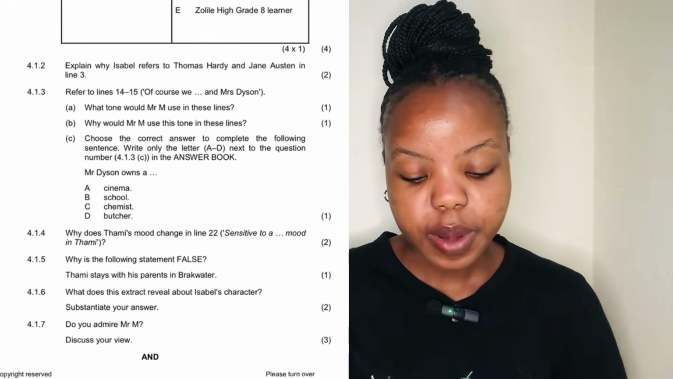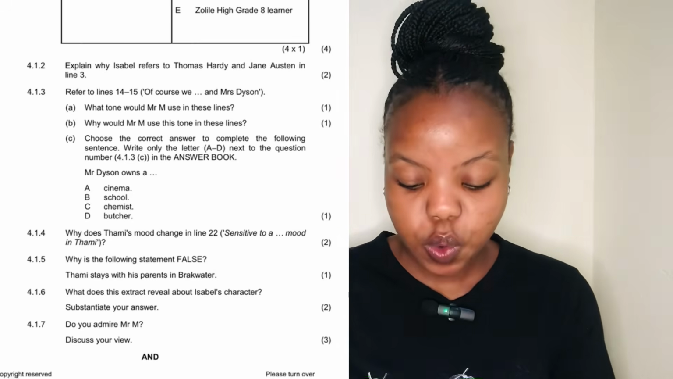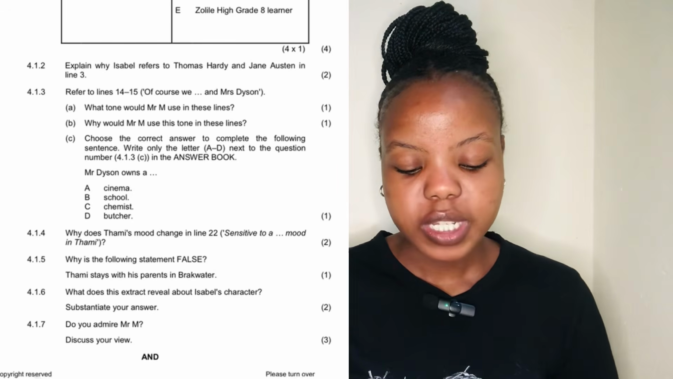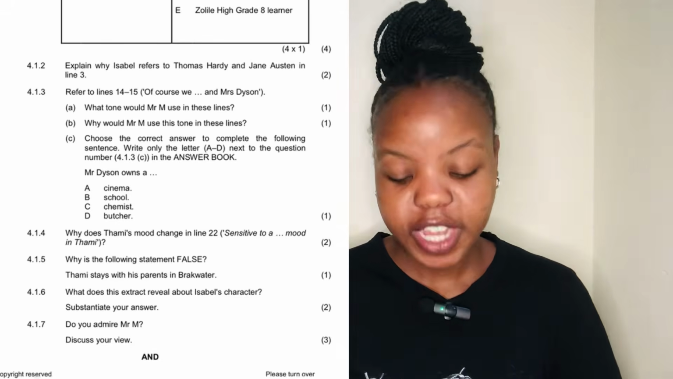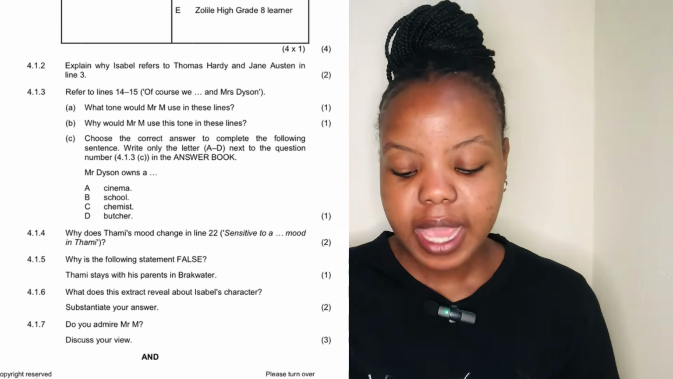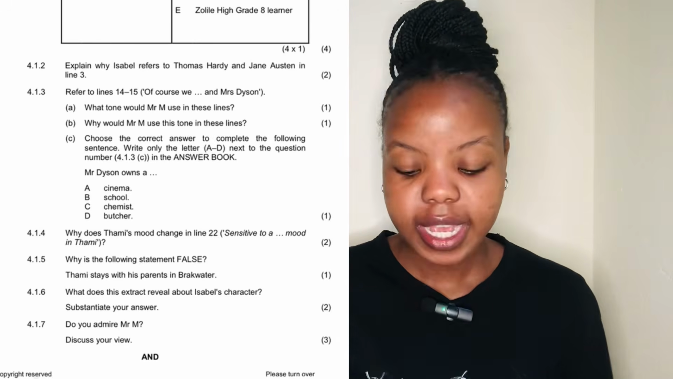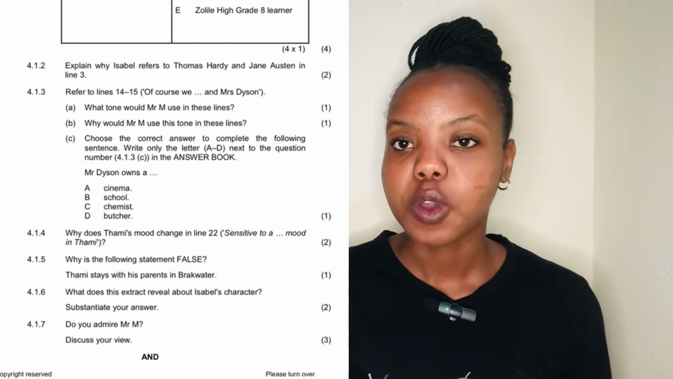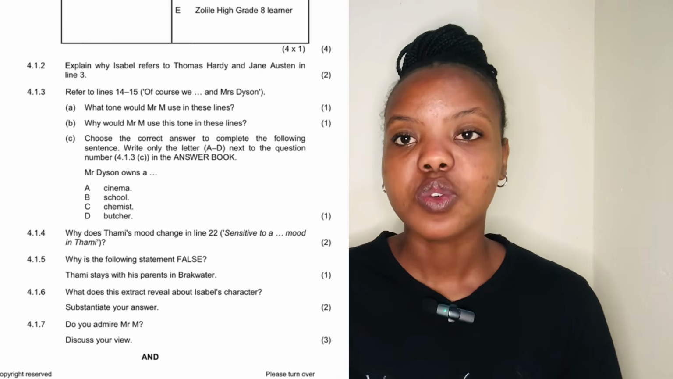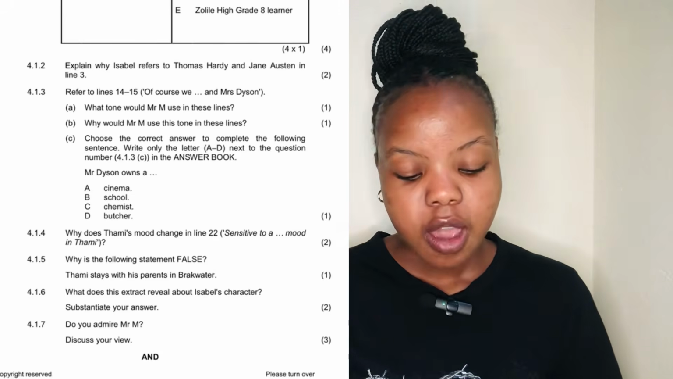And then we have 4.1.4. Why does Tammy's mood change in line 22? Why does he change? The correct answer there is that Mr M once again makes a decision without consulting Tammy. That is why his mood has changed, because Mr M proceeded to make a decision without consulting him again.